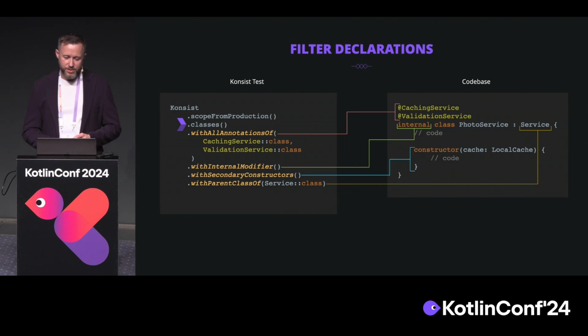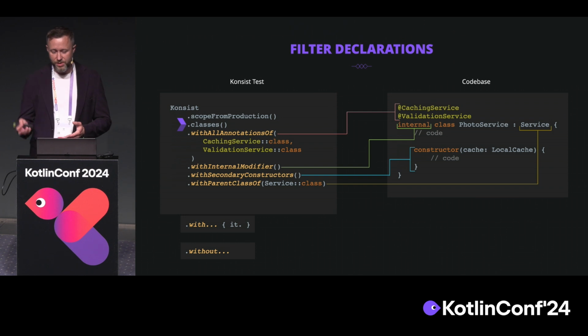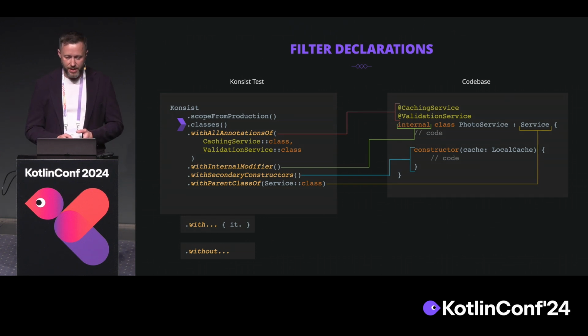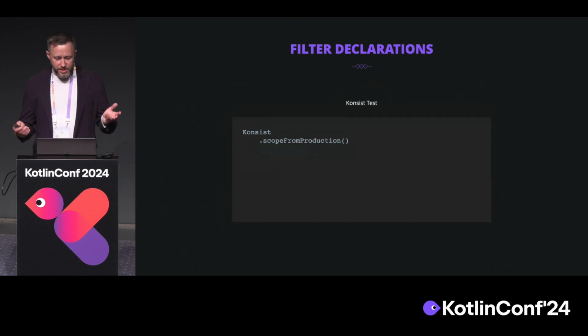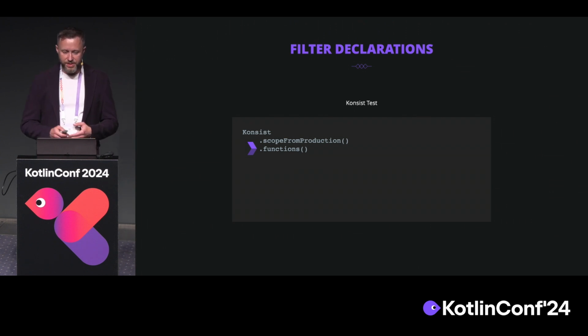Obviously, these methods also have an additional overload with the lambda, where you can have even more control over the filtering, and we have a "without" equivalent to do negative filtering. So let's look at another example here. This time we will work with functions. Basically, this will allow us to query all of the functions that are present in the project.